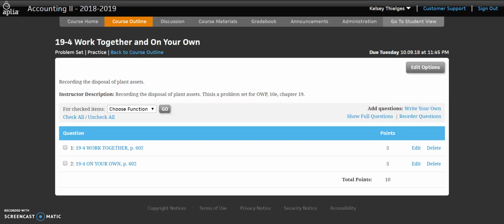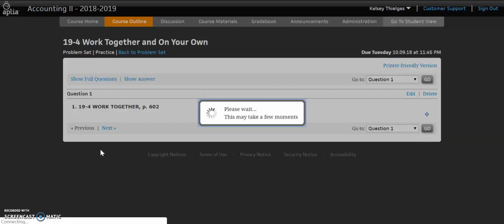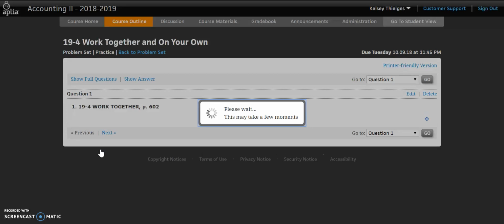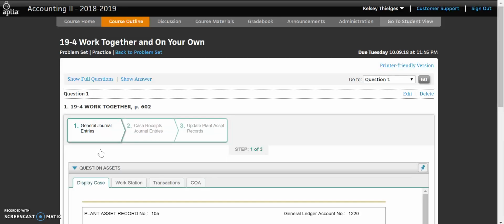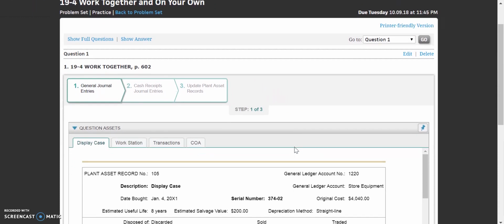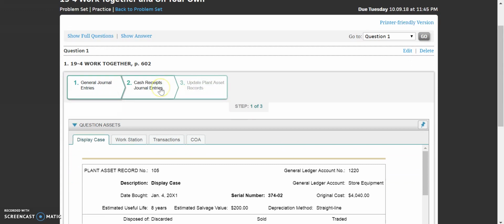Okay, let's go ahead and click on 19.4 Work Together, where we will be doing some disposing of plant assets. So we have a three-stepper here. We've got doing journal entries for any accumulated depreciation, cash receipt journal entries for the sale of the plant asset, and then updating our plant asset records. So for each step, the tabs in our question assets is going to be a little bit different.